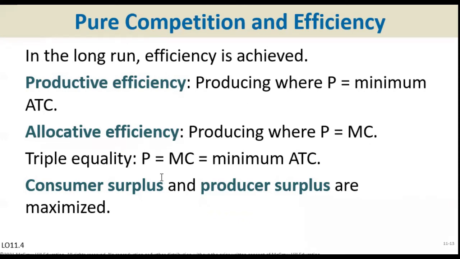So for both efficiencies, you will have the price equal to the marginal cost, equal to the minimum average total cost. And when you are producing at that level, both the consumer surplus and the producer surplus are maximized. And the next slide is going to show you an illustration of this concept.